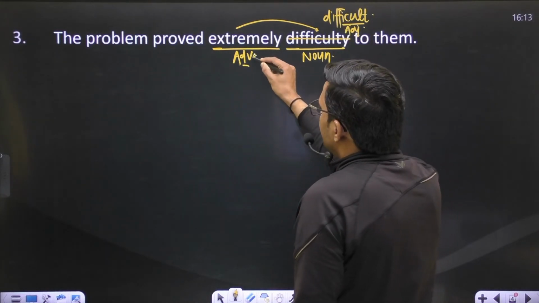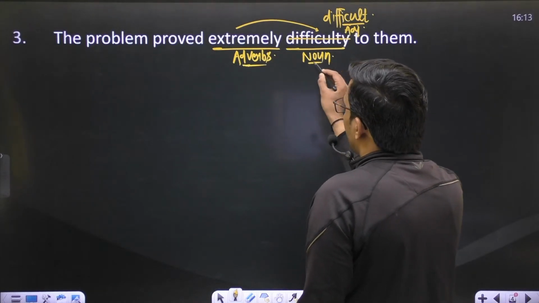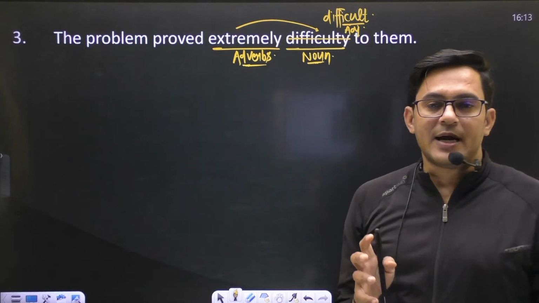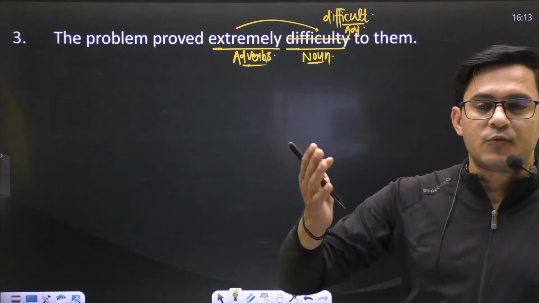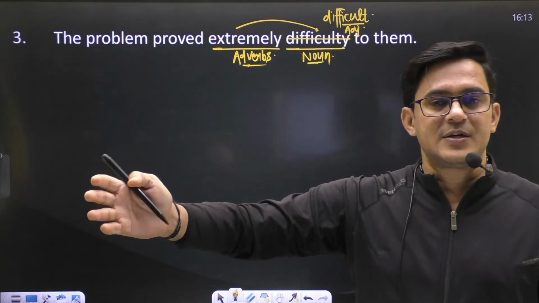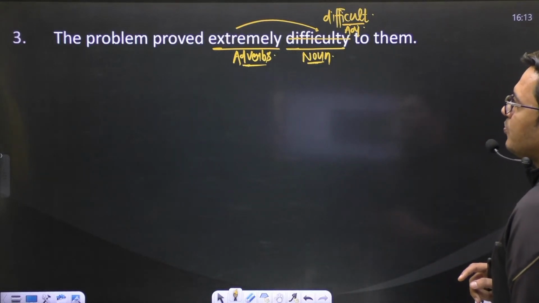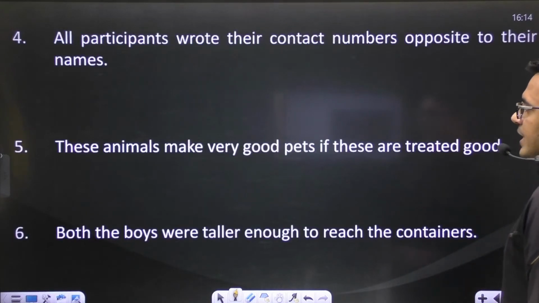As we know, adverbs qualify an adjective, not a noun, right? So this difficulty is a noun and we require an adjective here. The reason we know is that adverbs qualify adjectives, not nouns, right? So the sentence will be like, the problem proved extremely difficult to them. Okay, move to the next sentence.